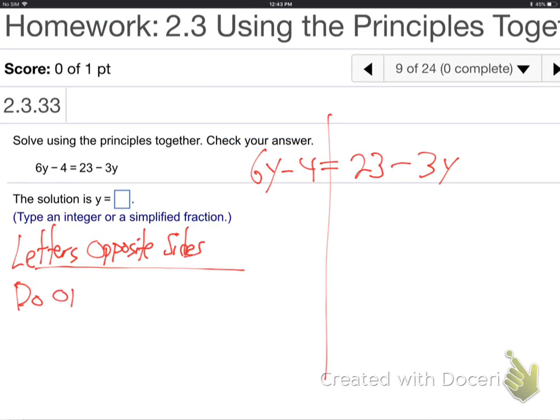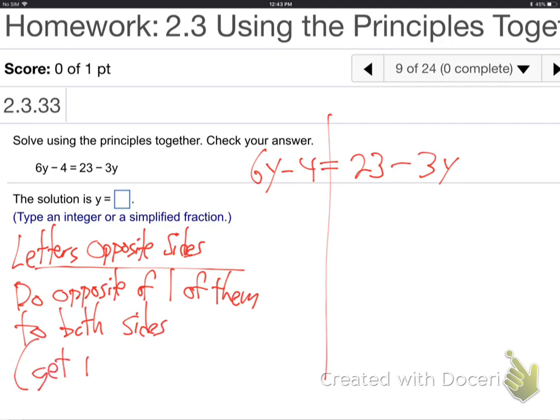You do the opposite of one of them to both sides. You get rid of one. So basically, you get rid of one of them by doing the opposite. And you do it to both sides, because you've got to do whatever you do to both sides. So as I look at the two y's, I say, okay, I don't want them on two sides like that. I don't want one on the left. By the way, I'm not even going to think about the minus 4 and the 23 right now. Later for that. First the letters. Always first the letters.